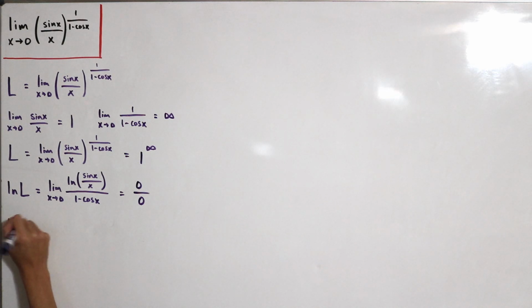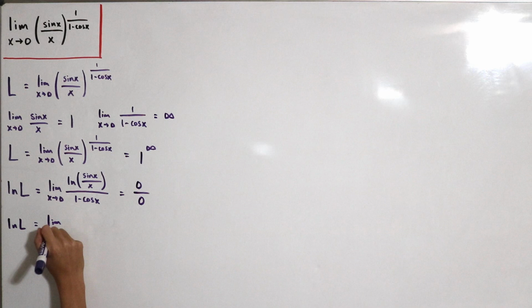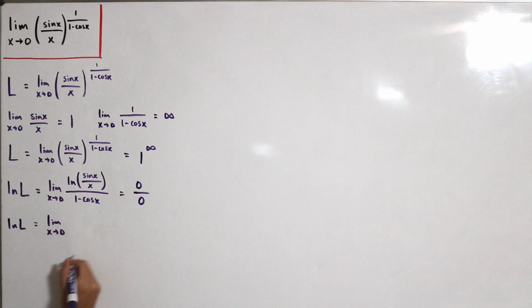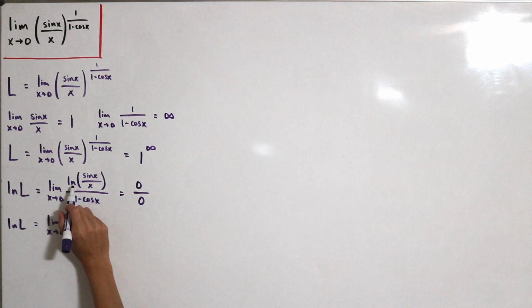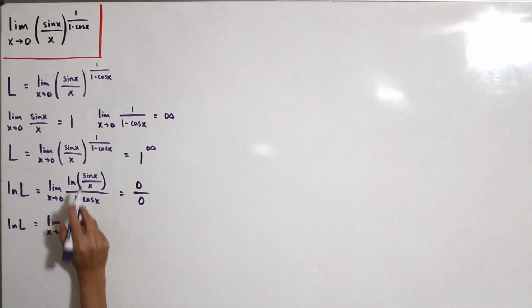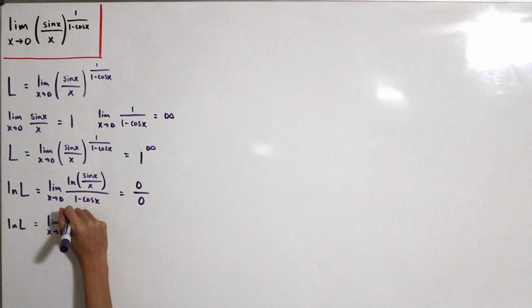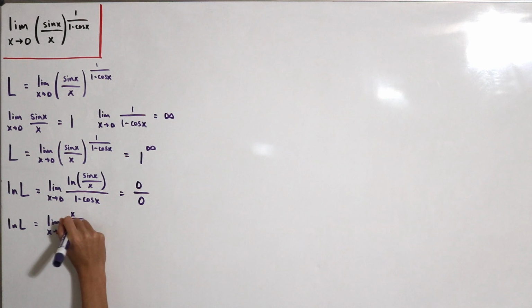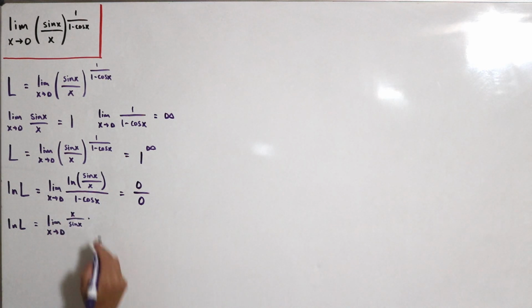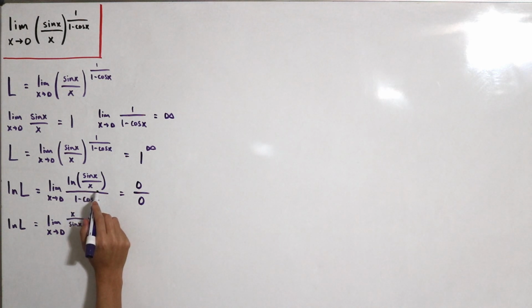So for the natural log of L, we write the limit as x approaches 0. The derivative of ln of sine of x over x is 1 divided by sine of x over x. I'll flip the reciprocal, so this is x divided by sine of x, and then multiply by the derivative of the inside, which is taking our quotient rule.